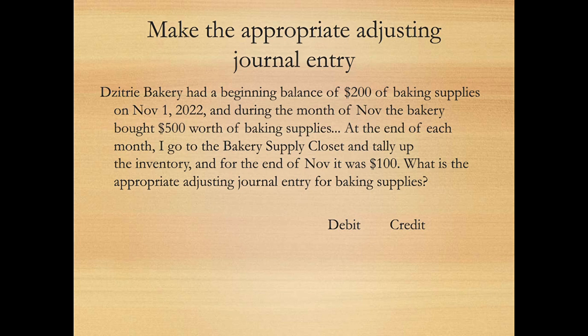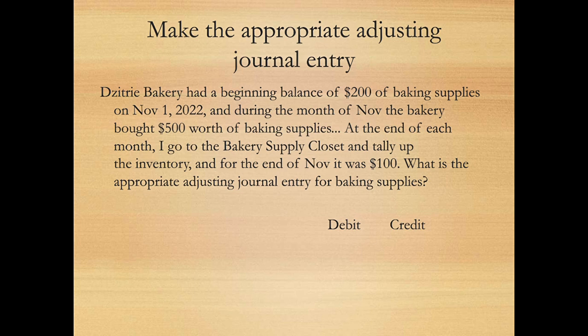So let's see if we can figure this one out. G-Tree Bakery has a beginning balance of $200 of baking supplies on November 1st, 2022. During the month of November, the bakery bought $500 worth of baking supplies. So if you started off with $200 and you purchased an additional $500, that means baking supplies for the entire month was at $700, correct? So throughout the month of November, this bakery had $700 worth of baking supplies.